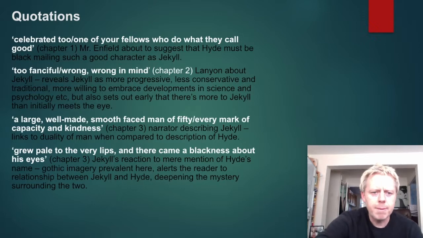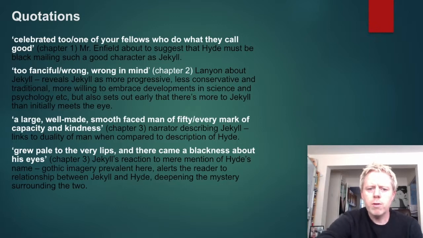Okay, so straight into some quotations, because they're crucial, obviously. You'll need to be calling on quotations from throughout the novella. So here are some I've picked out for you already. So, do pause the video, make a note, jot them down on a post-it note, stick them up on the wall or wherever. Familiarise yourself with them.